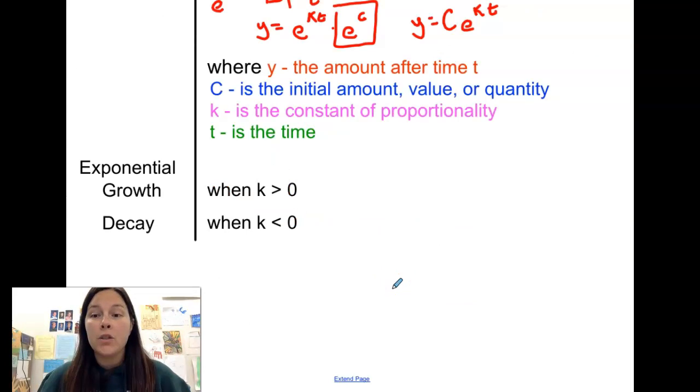All right, running through each piece of that exponential model, y is the amount after time t, C is the initial amount, value, quantity, k is the constant of proportionality, which is just a fancy way of saying it is some sort of number, and then t is the amount of time. And just as a reminder, if k is greater than 0, we have exponential growth. If k is less than 0, we have exponential decay. So if we have a negative exponent, it would flip it to the denominator, and we'd basically be dividing by that amount instead, which is why it will get smaller.